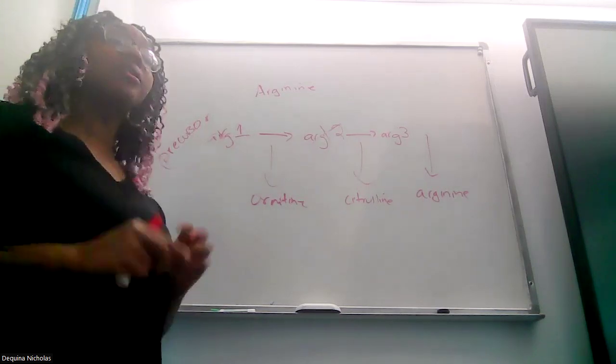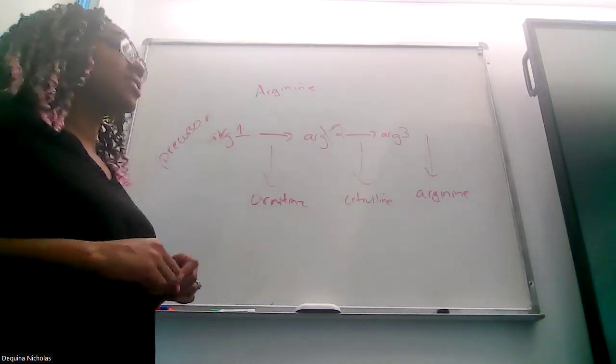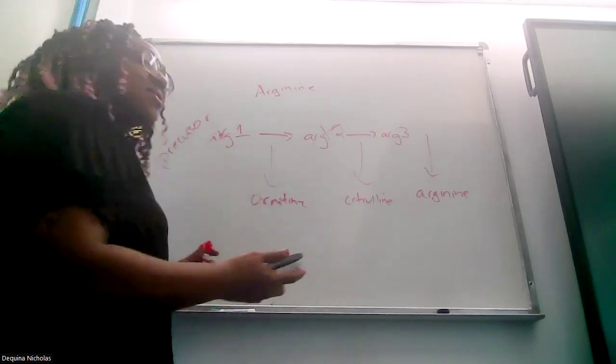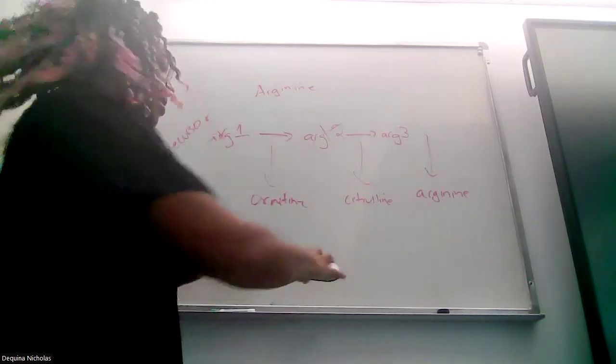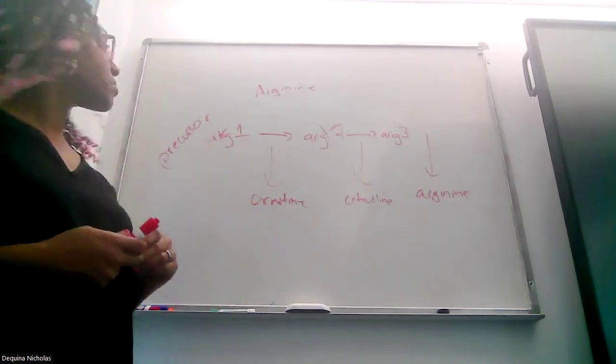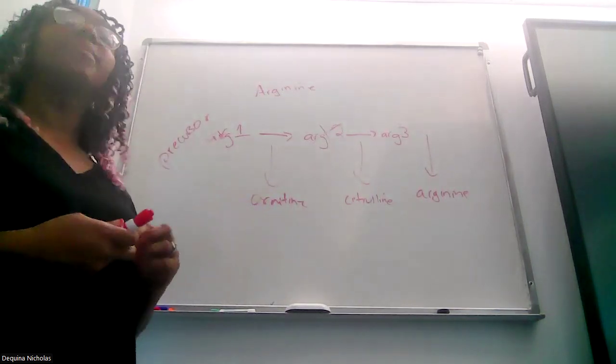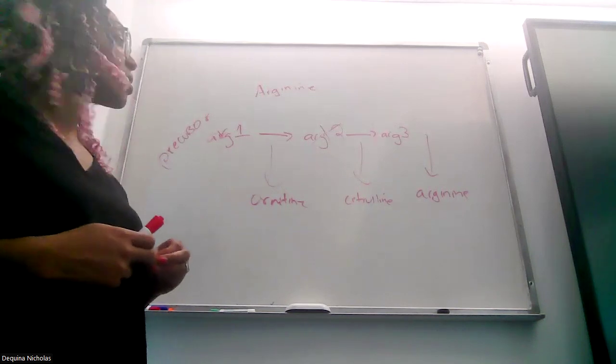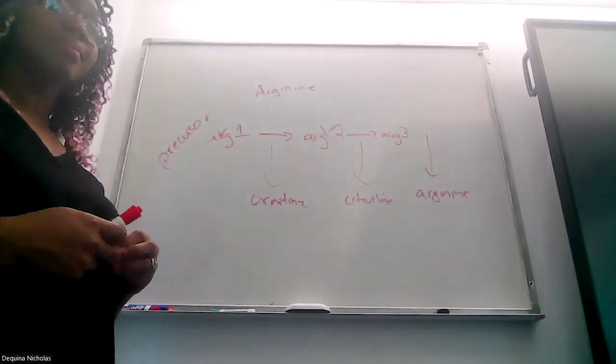Does that make sense? Is that clear? Crystal clear. Because it can't go from ornithine to citrulline, even if it converted the precursor to ornithine, it can't keep going. So you need citrulline or arginine, so you need to add that.